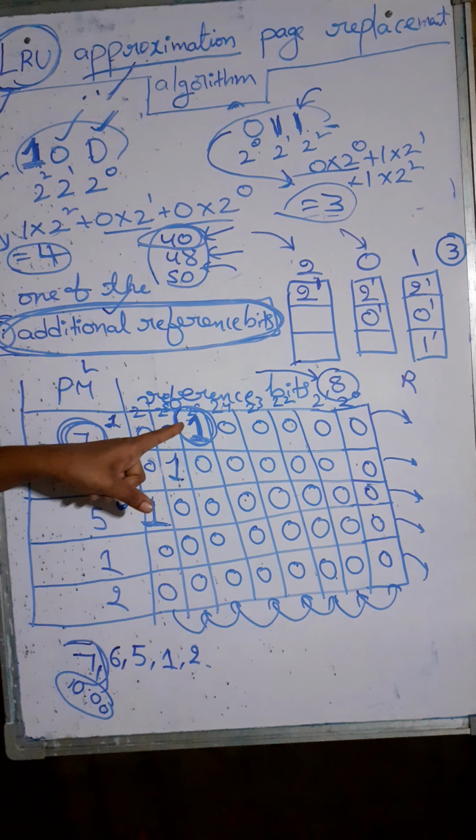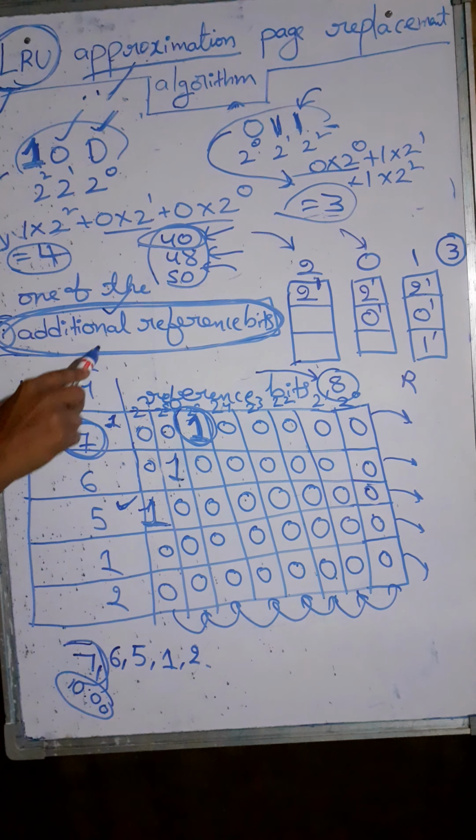That means I should deallocate the memory space of 7 and I should allocate memory space for some other page. In this way we will maintain the time information. So this is called the LRU approximation page replacement algorithm, and this algorithm is called the additional reference bits algorithm.